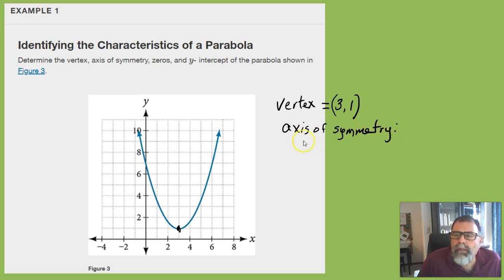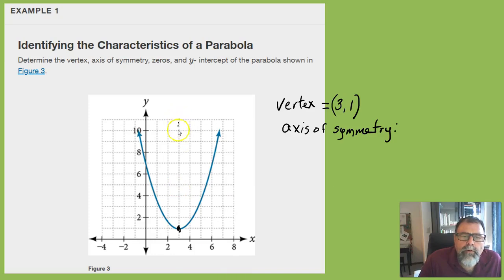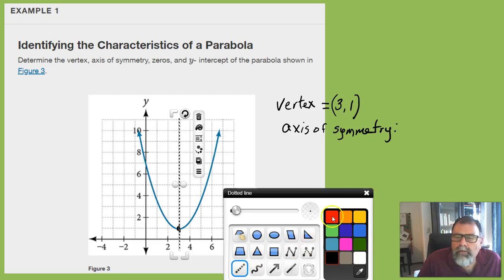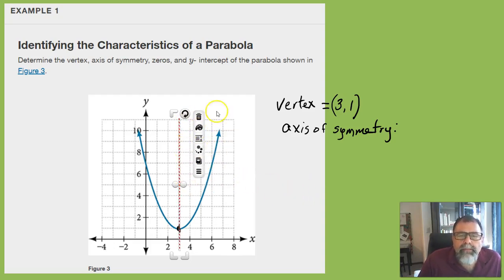So that will be, now remember, axis of symmetry is the vertical line that goes through the vertex. And let's change that to red. Okay, so that's the axis of symmetry.